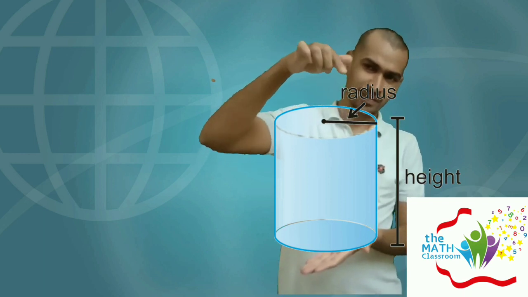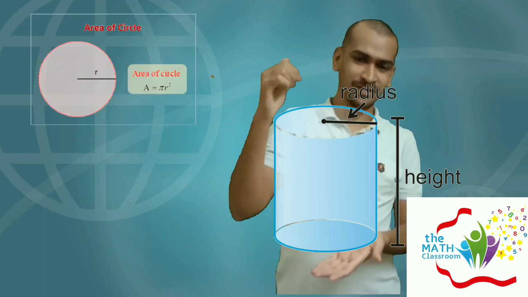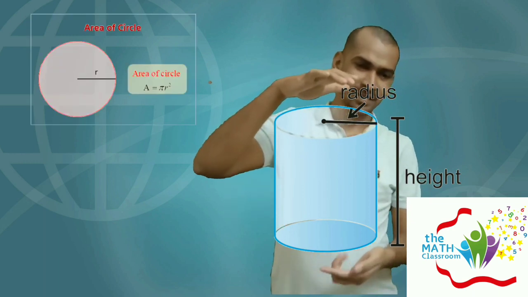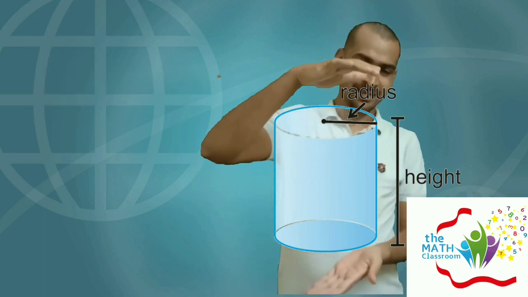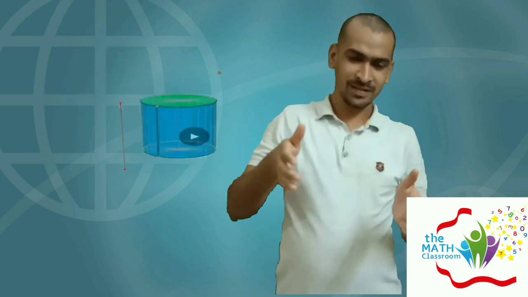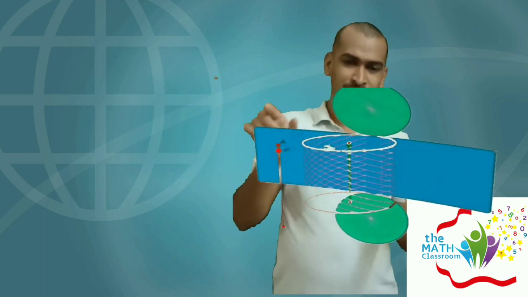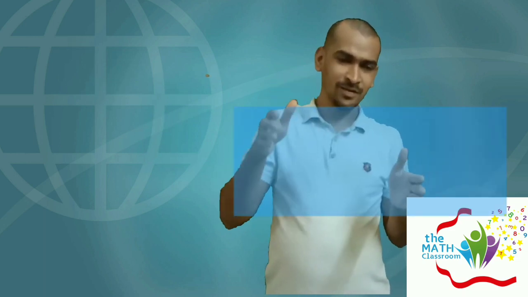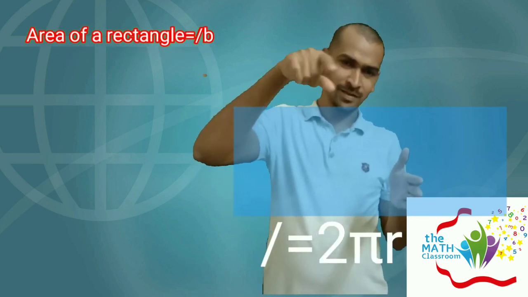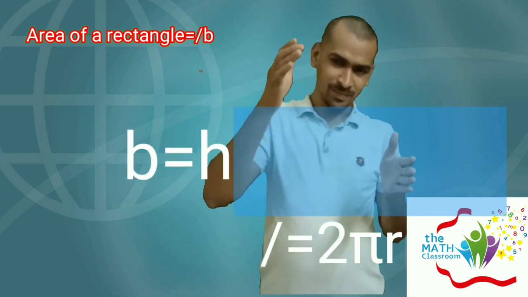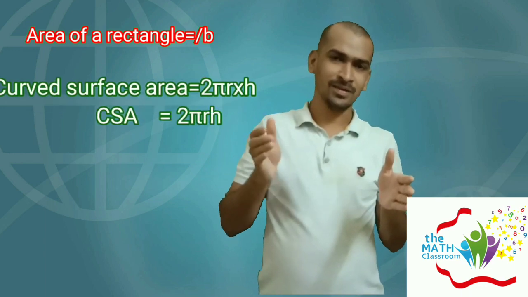So we can observe the top is a circle, so area of the circle equals pi r square. The bottom is also a circle, area of the circle also pi r square. Still we have the curved surface area of this object. Just unfold it, so it becomes a rectangle. You know, area of the rectangle equals L into B. Here L becomes the circumference of the circle, 2 pi r, and height becomes the breadth of the rectangle. So L into B equals 2 pi r into h, 2 pi r h.